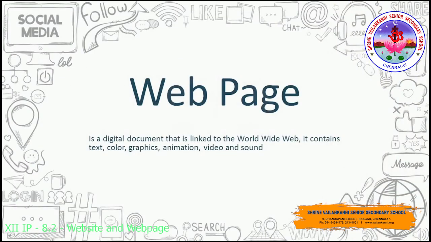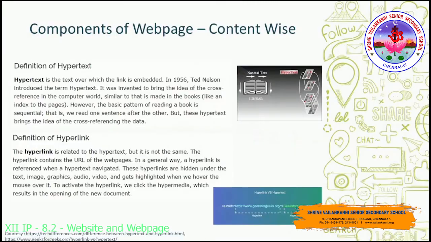Next we have the web page. A web page is a digital document that is linked to the World Wide Web. It contains text, color, graphics, animation, video and sound. Normally a web page contains multimedia files. Each page on the website is called a web page. It is a digital document. Now the components of a web page are classified into two types: one is content wise, the next one is structure wise. In content-wise components we have two basic elements: the first one is hypertext, the next one is hyperlink.